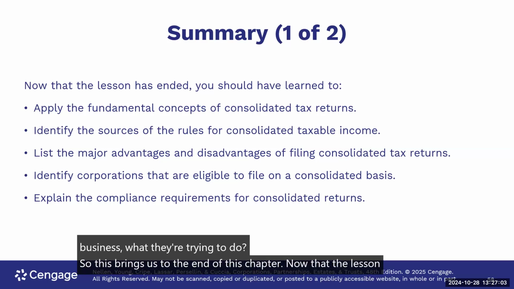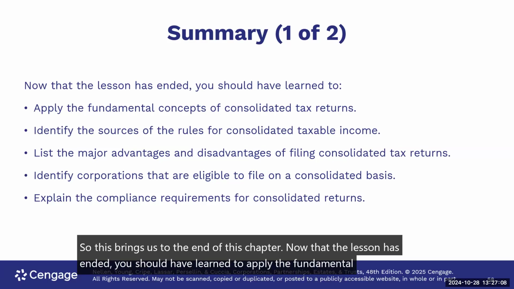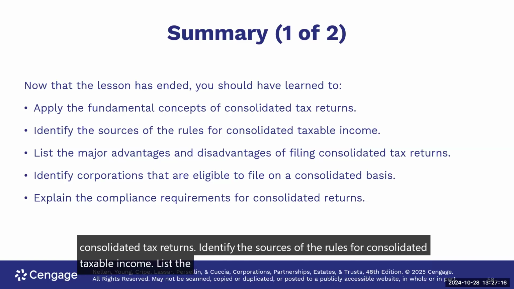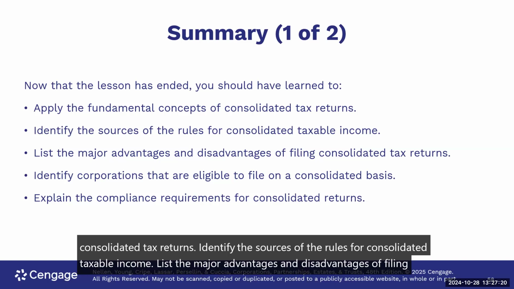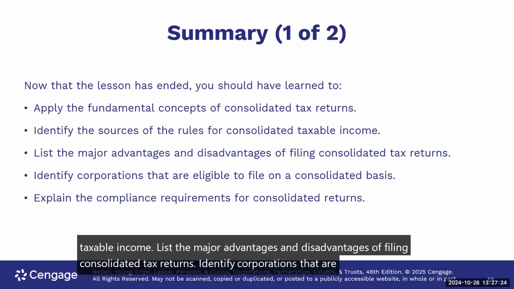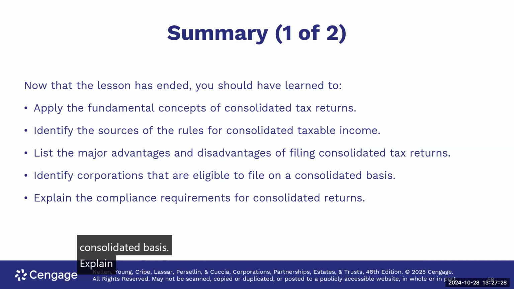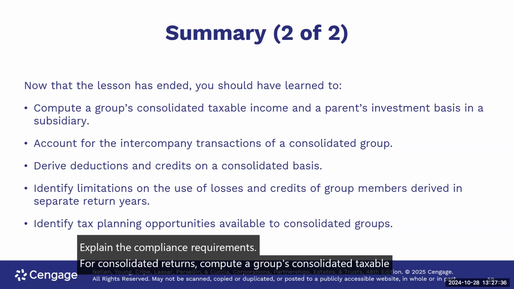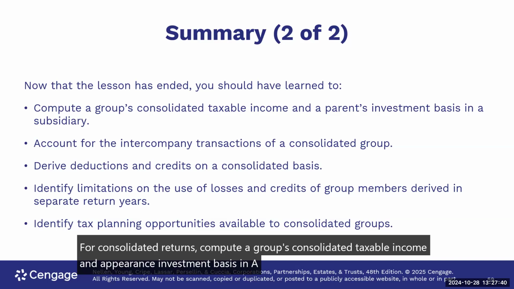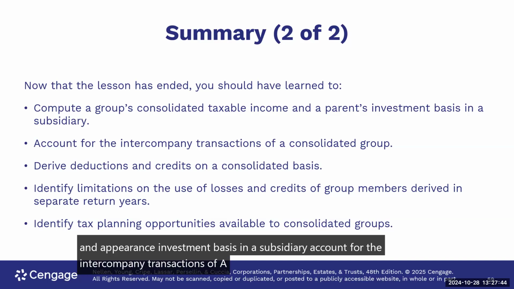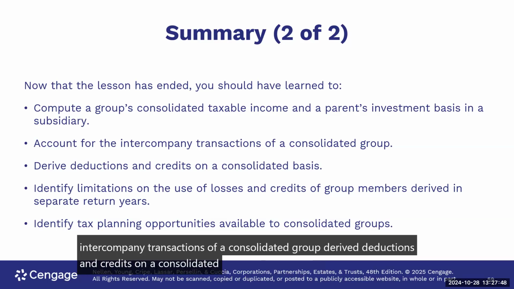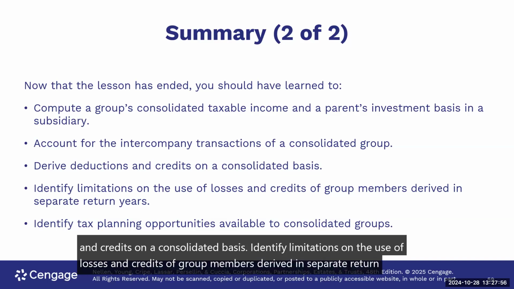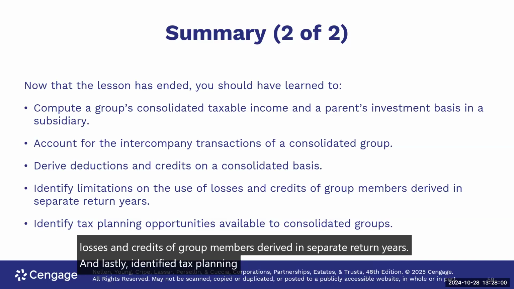Now that the lesson has ended, you should have learned to apply the fundamental concepts of consolidated tax returns, identify the sources of the rules for consolidated taxable income, list the major advantages and disadvantages of filing consolidated tax returns, identify corporations that are eligible to file on a consolidated basis, explain the compliance requirements for consolidated returns, compute a group's consolidated taxable income and investment basis in a subsidiary, account for the intercompany transactions of a consolidated group, derive deductions and credits on a consolidated basis, identify limitations on the use of losses and credits of group members derived in separate return years, and lastly, identify tax planning opportunities available to consolidated groups.